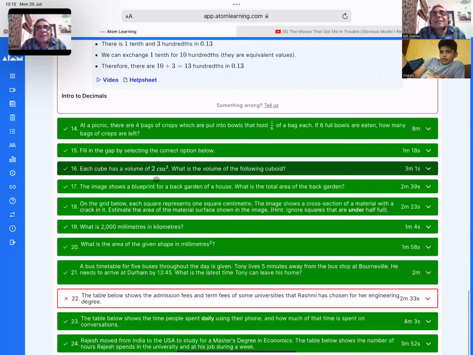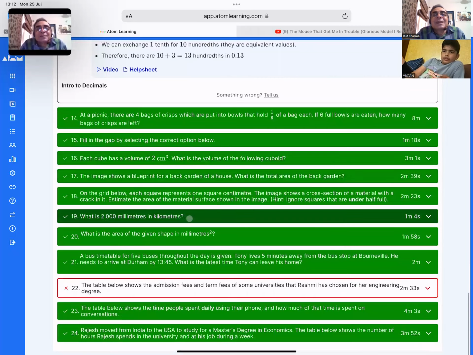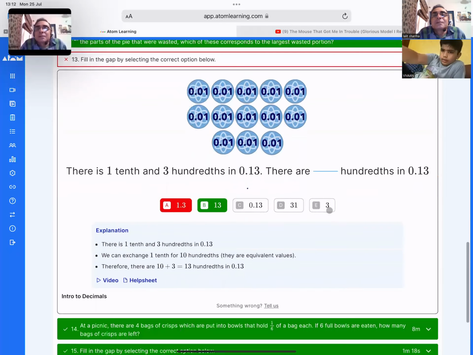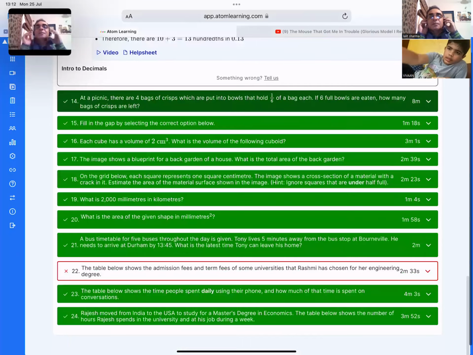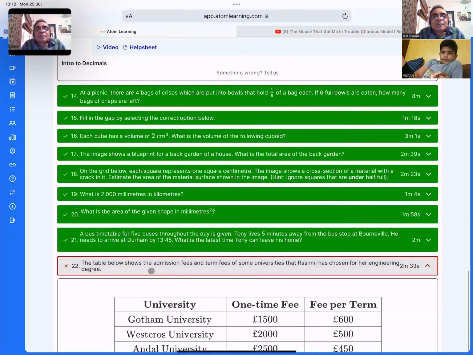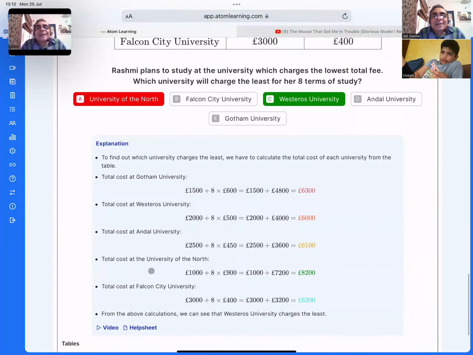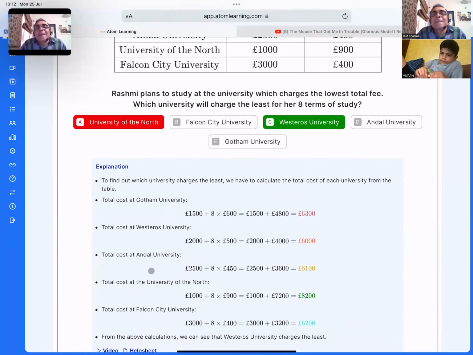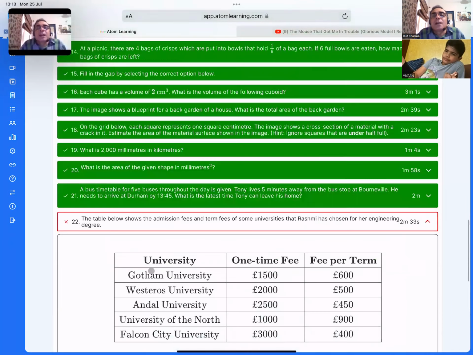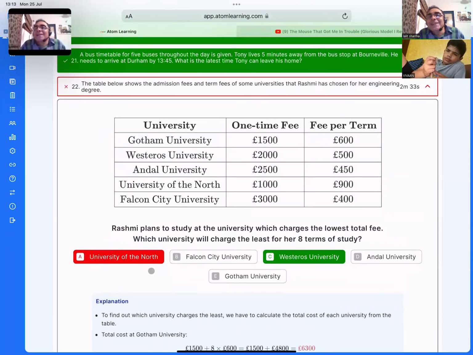It's 13. I know this one, what I did wrong. Because I think somewhere over here, wait. Let me show you. It's somewhere, I can't remember, but the exact same question popped up and I got it wrong. Western University. Scroll up, scroll up. So I got it correct. You selected University of North. Oh, yeah. Sometimes you need to do those calculations, isn't it?